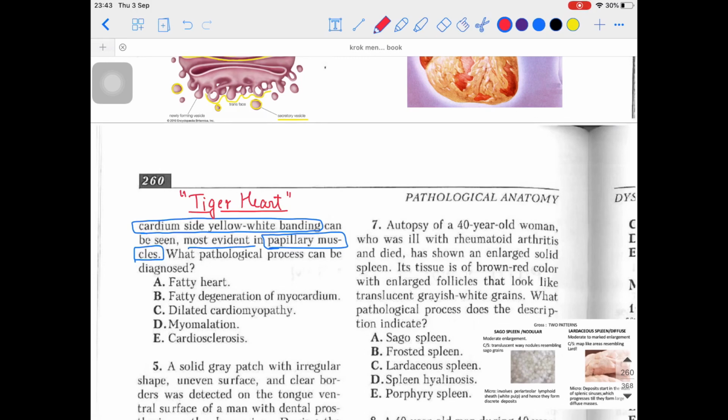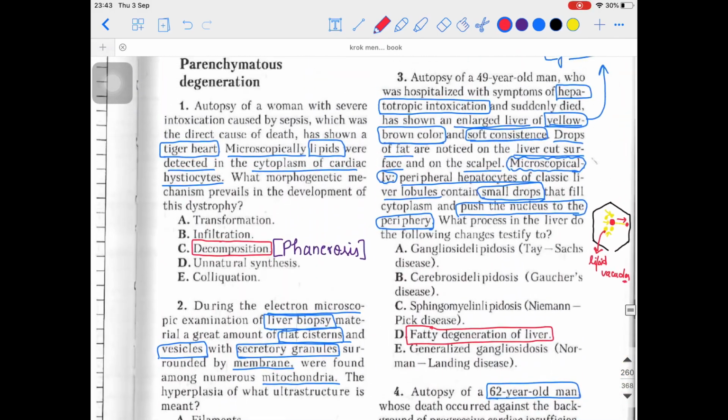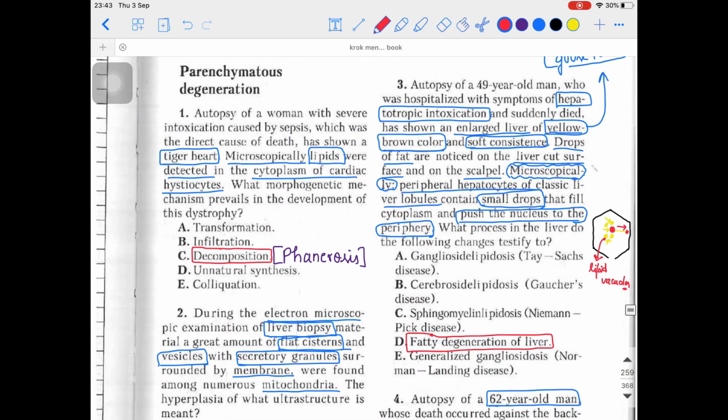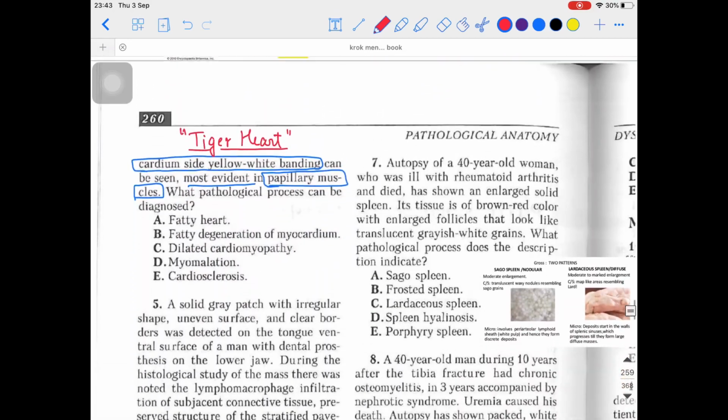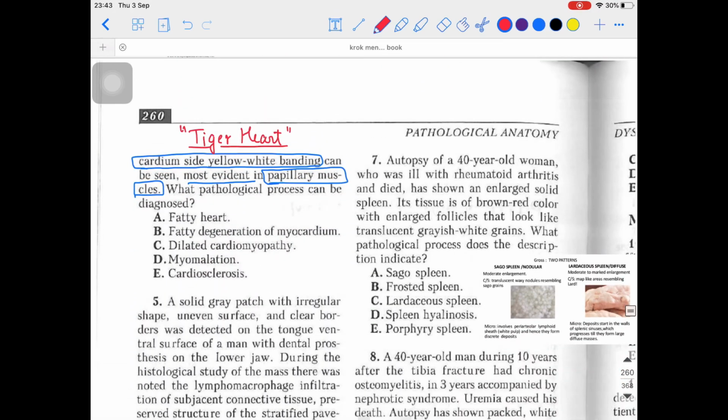Let's talk about that. Just before this question, in the third one, I talked about the fatty degeneration of the liver. Now I am talking about the fatty degeneration of the myocardium, or you can say, because myocardium is the most important layer of the heart, the fatty degeneration of the heart. So what are the findings? First of all, it is also called tiger heart. That is very important.